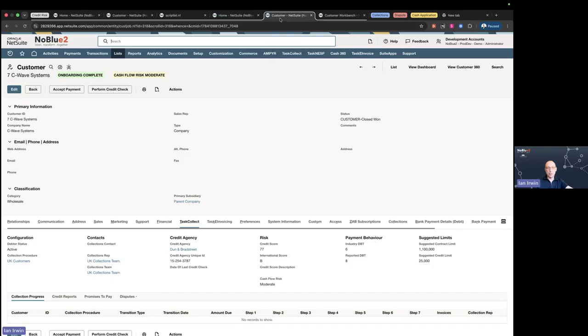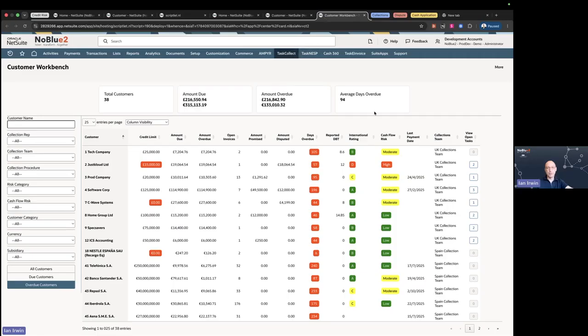Since our last update that we performed on TaskCollect, we have introduced an integration with a second credit agency. We now offer all the same functionality that we do with CreditSafe through Dun & Bradstreet also. And the credit capabilities and the financial monitoring extend throughout the entire suite of capability within TaskCollect.